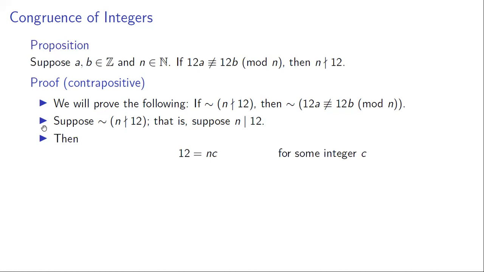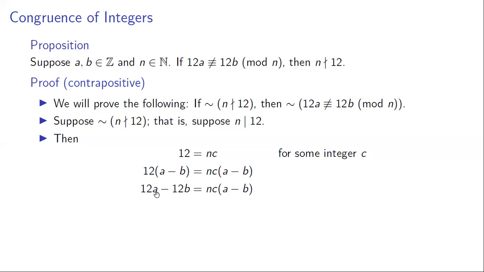Now our goal is to do something with 12a and 12b being congruent. In other words, we want to think about n dividing 12a minus 12b. So how can we take this 12 and turn it into 12a minus 12b? Well, we can multiply the 12 by a minus b. And then we have to multiply the other side also by a minus b. So we have 12a minus 12b equals n times c times a minus b.